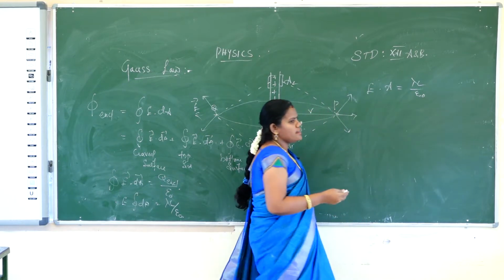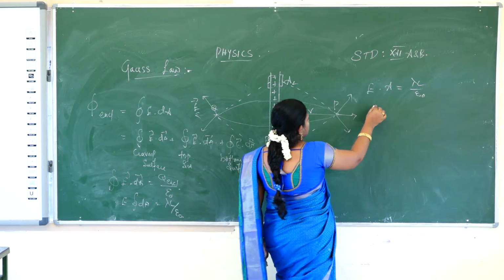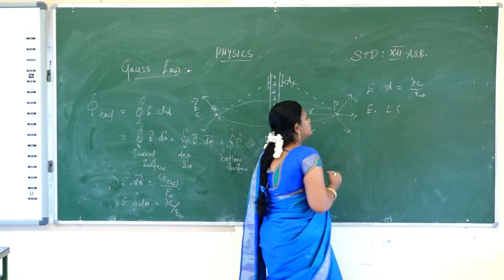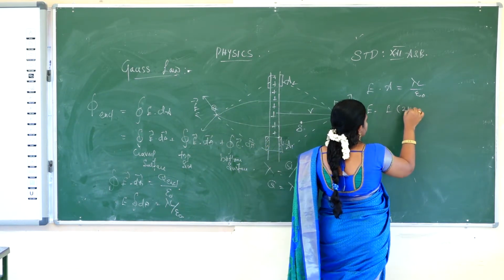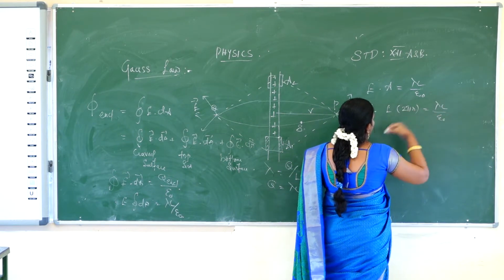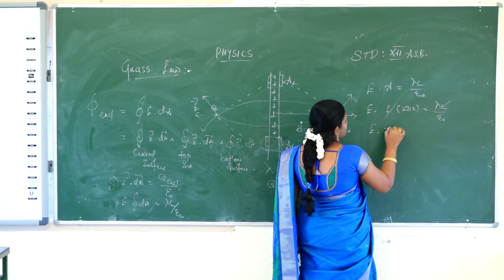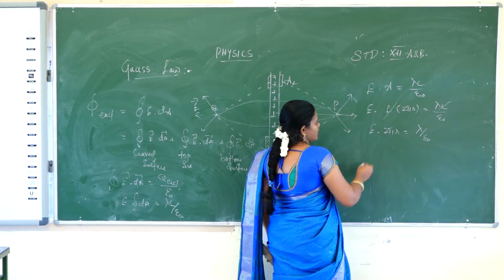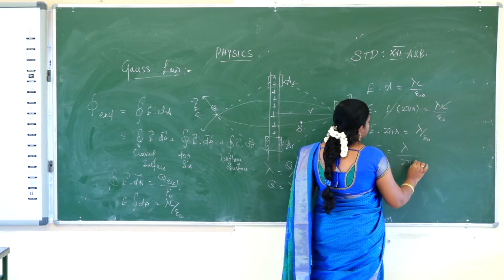Okay. The area is the product of length and breadth. Here the length is L and the breadth is the circumference of the wire, considered as a circle, so the circumference is 2 pi r. So E into 2 pi r into L is equal to lambda L by epsilon naught. The L on both sides cancels, and E into 2 pi r is equal to lambda by epsilon naught. So E is equal to lambda by 2 pi epsilon naught r.